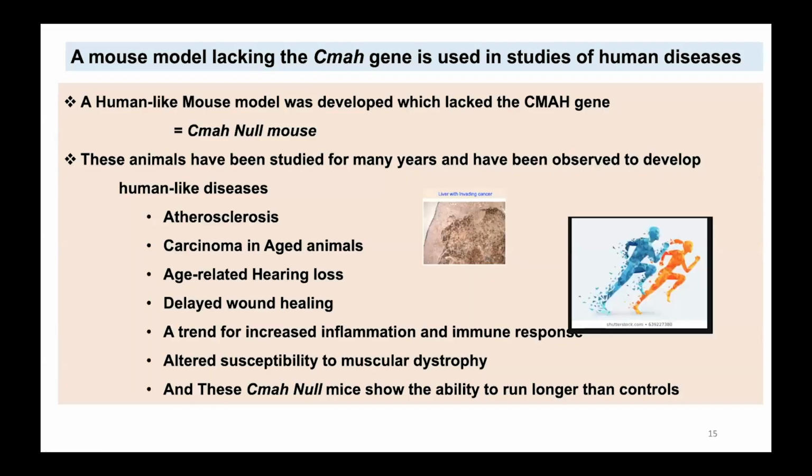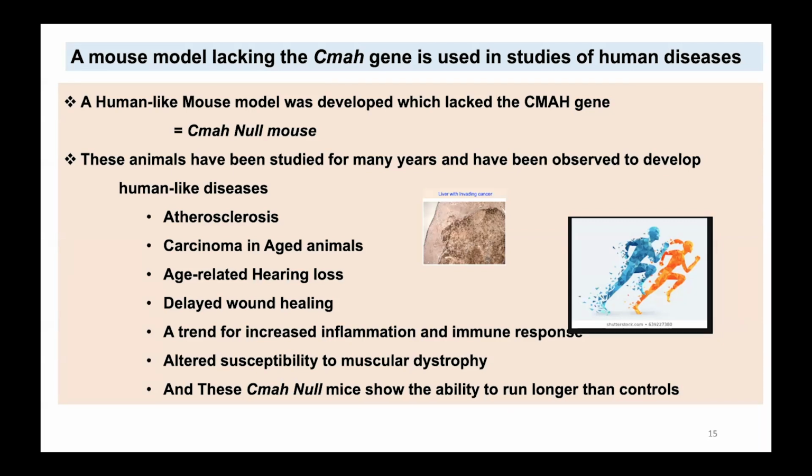So we were able to make a mouse model which lacked the CMAH gene for studies of human disease. This is called the CMAH null mouse. These animals have been studied for many years and have been observed to demonstrate a lot of human-like diseases like atherosclerosis, carcinomas as depicted here, age-related hearing loss, delayed wound healing, increased inflammation and immune response, altered susceptibility to muscular dystrophy, and interestingly, these CMAH null mice show the ability to run longer than controls. That's why humans can run marathons, whereas chimpanzees don't really. They basically jump up and down. So we use the CMAH null mouse to study a lot of these human diseases.